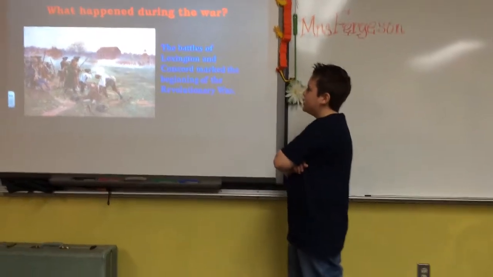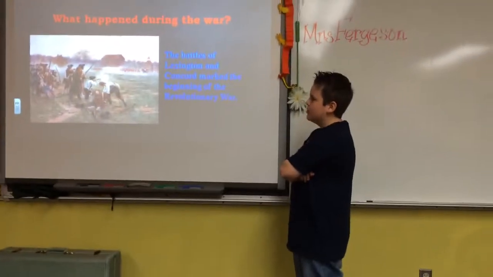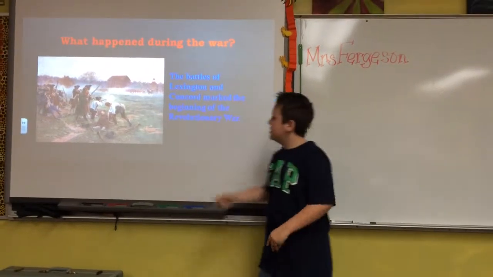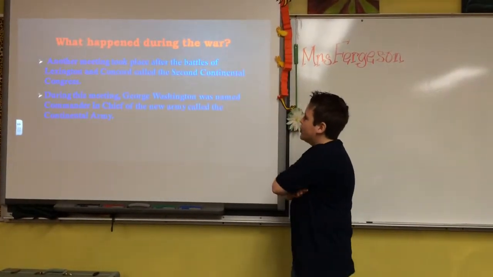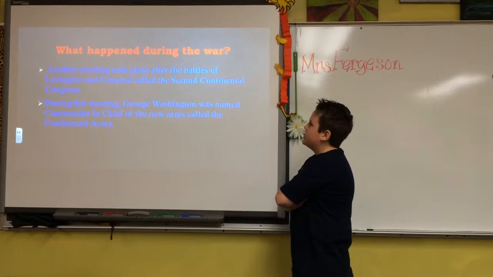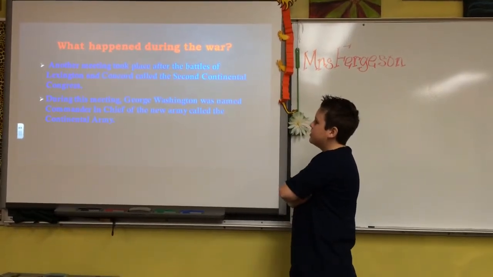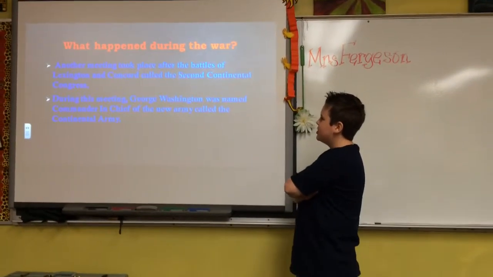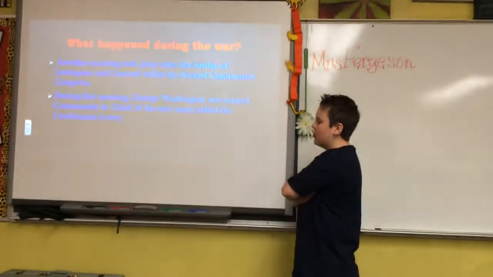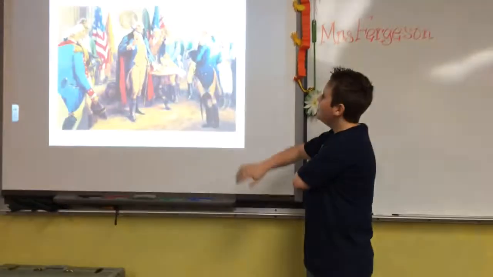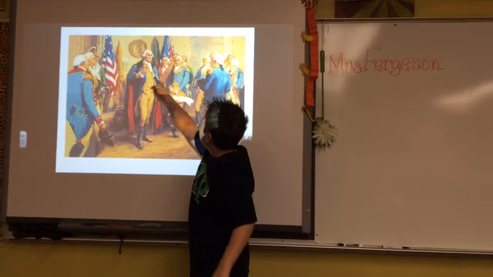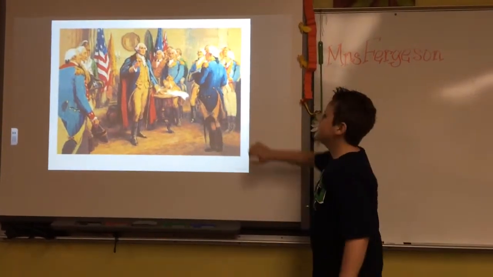The battles of Lexington and Concord marked the beginning of the Revolutionary War. And here's a picture of it. Another meeting took place after the battles of Lexington and Concord called the Second Continental Congress. During this meeting, George Washington was named Commander-in-Chief of the new army called the Continental Army. And this is a picture of George Washington and the Second Continental Congress.